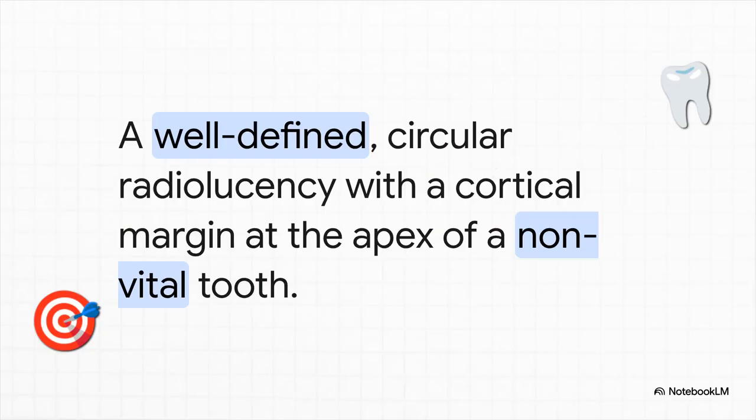All right, you ready? Time for some rapid-fire case files. First up, the radicular cyst. So, what's the classic look? It's a really well-defined, circular, dark spot, a radiolucency, right at the tip of a non-vital tooth. The real giveaway, your key clue, is that corticated border. It almost looks like someone took a pencil and drew a clean white line right around it.